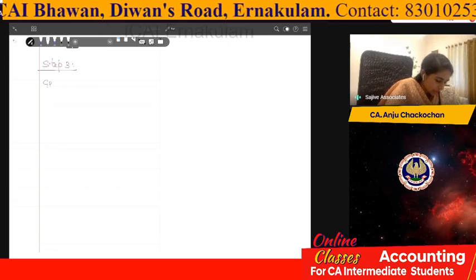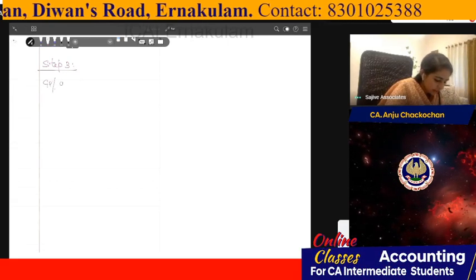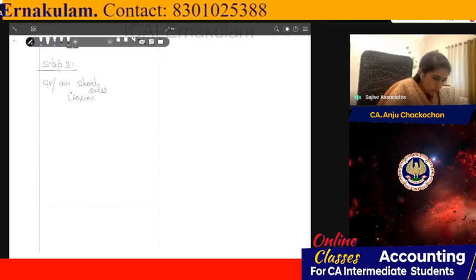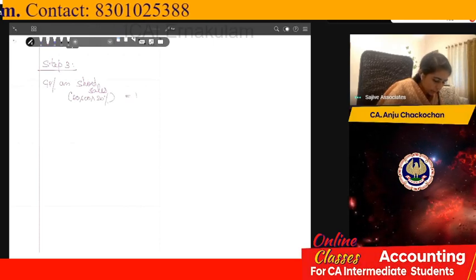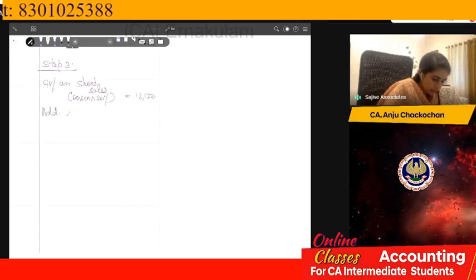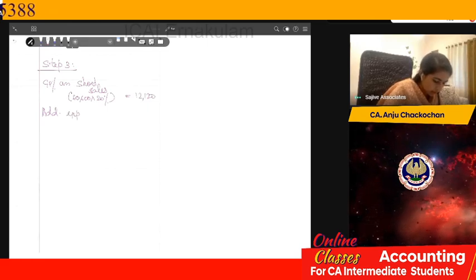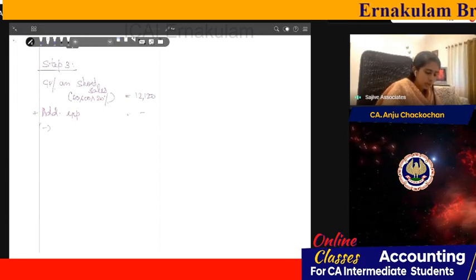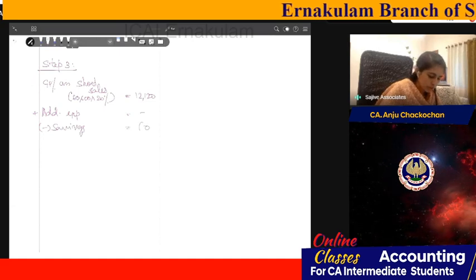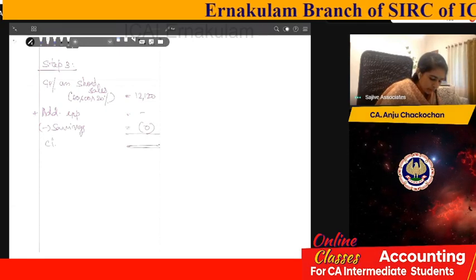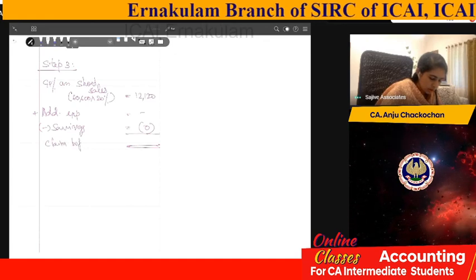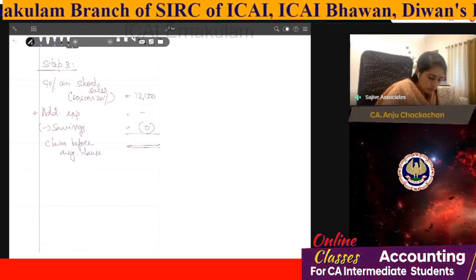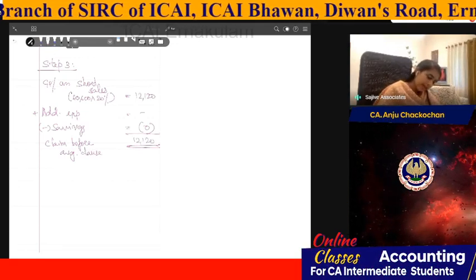GP percentage on short sales: 6600 into 20 percentage, which is 12,120. Additional expense is nil. Minus savings, which is 0. It is not given in the question. You get the claim before average clause, which is 12,120. And to this you apply average clause.